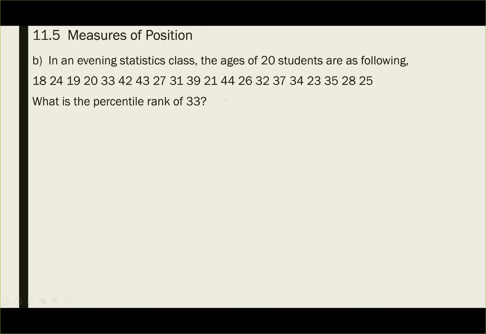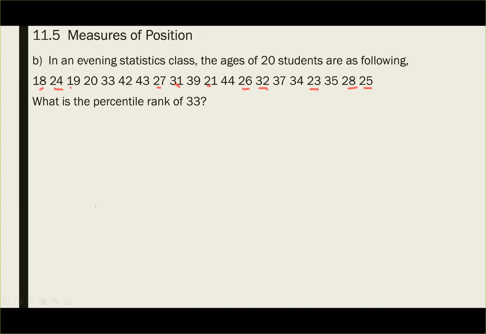Just like before, we can ask ourselves, how many data are below 33? We can count: 1, 2, 3, 4, 5, 6, 7, 8, 9, 10, 11, and 12. If you go in, you can count that there are 12 data below 33.